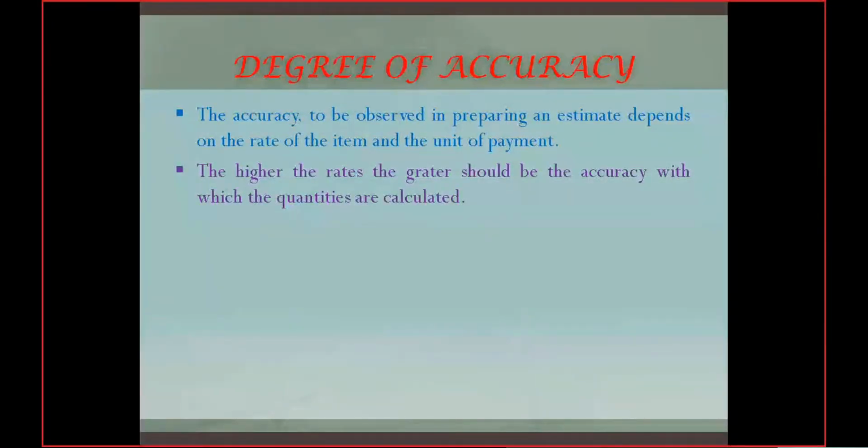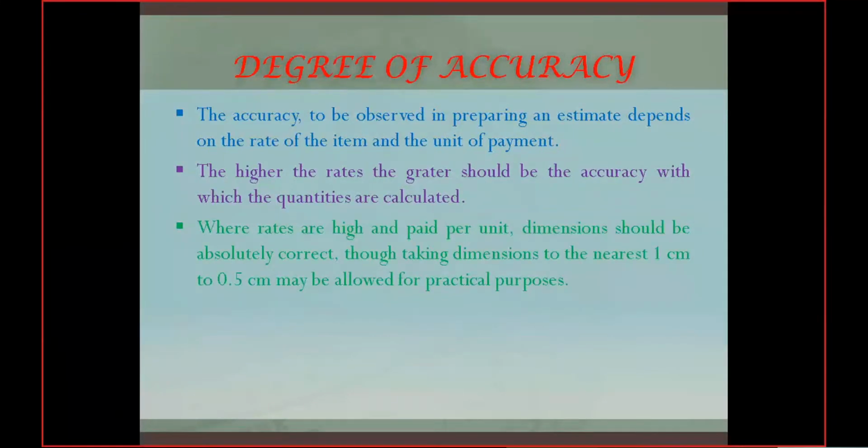If there are higher rates, then we need to take greater accuracy. We need to consider greater accuracy for finding the quantities. So how do we maintain that accuracy? When the rate to pay per unit for an item is high, we need to take the dimension absolutely to the correct value. Correct value means up to which point we need to take.